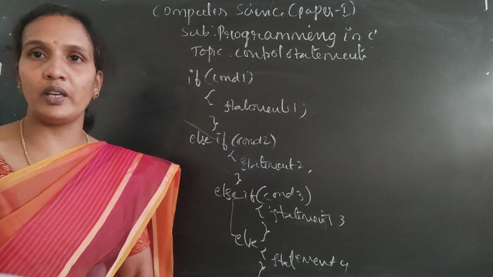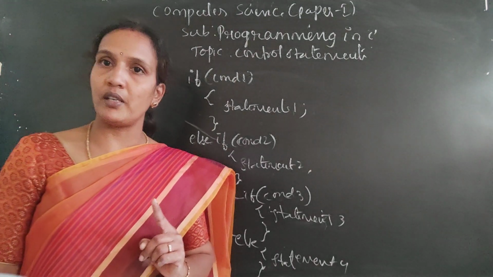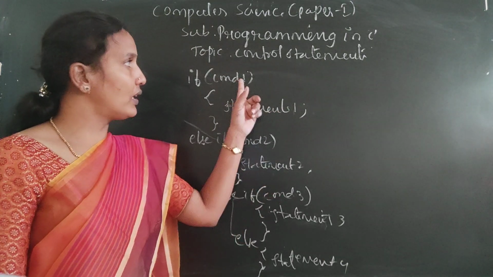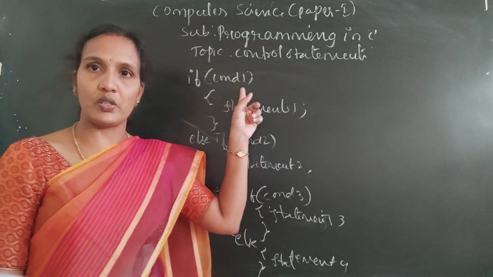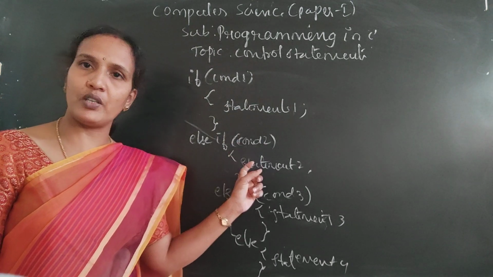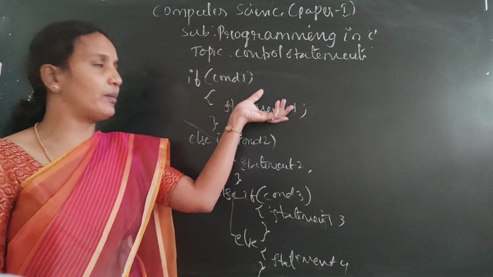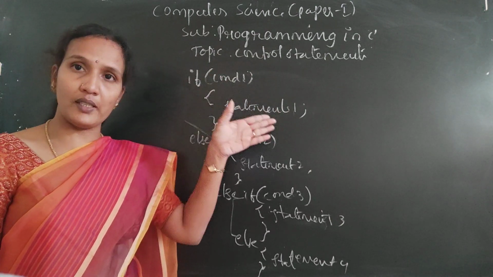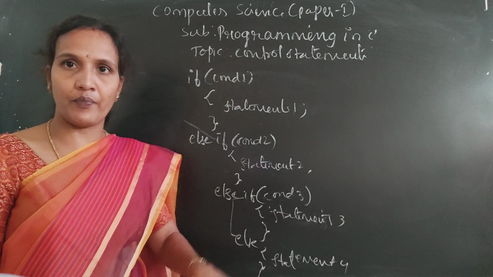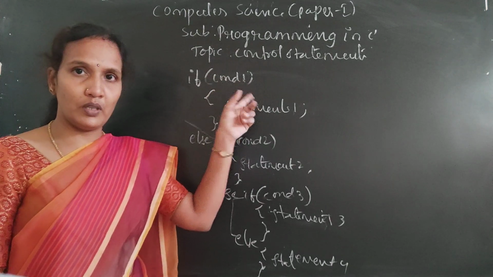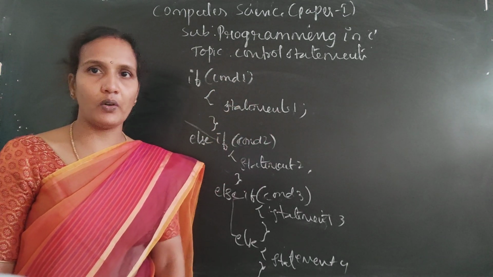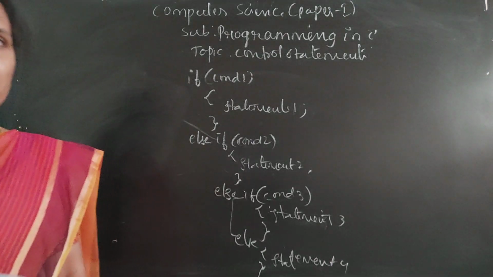Only one thing you need to remember: if the outer condition is false, then only we'll go for the inner condition. If condition 1 is true, then we won't check condition 2, because the outer condition is true and this statement will be executed. Whatever statements are there in the true block will be executed. Okay. Take a screenshot of this. Syntax is very, very important.